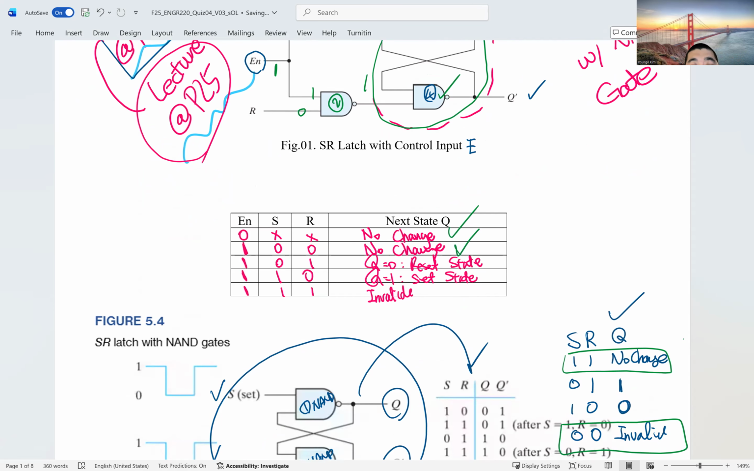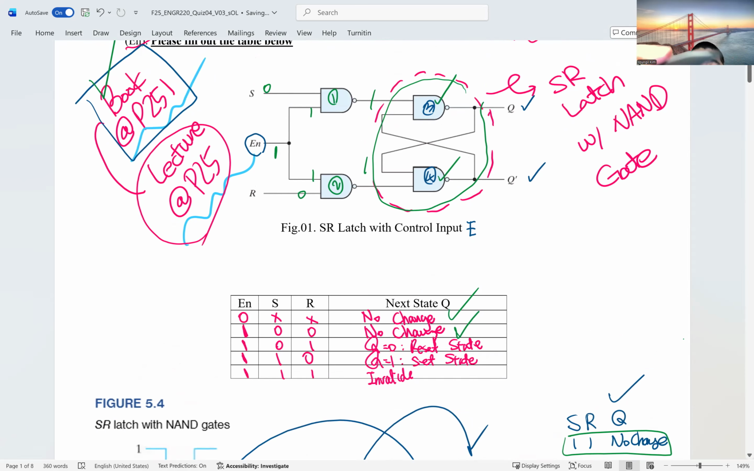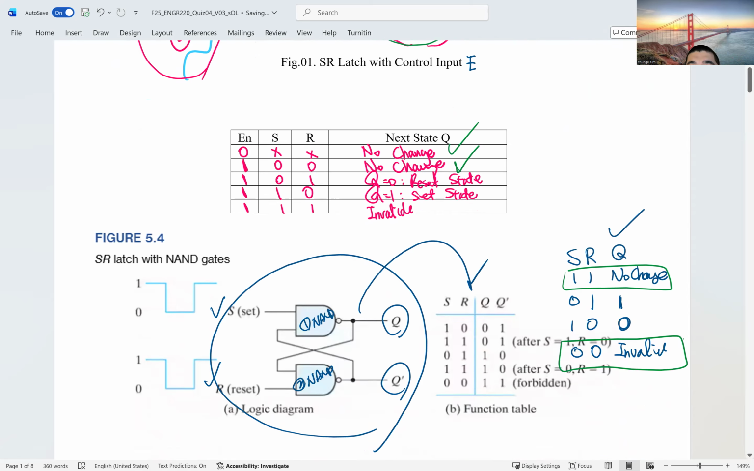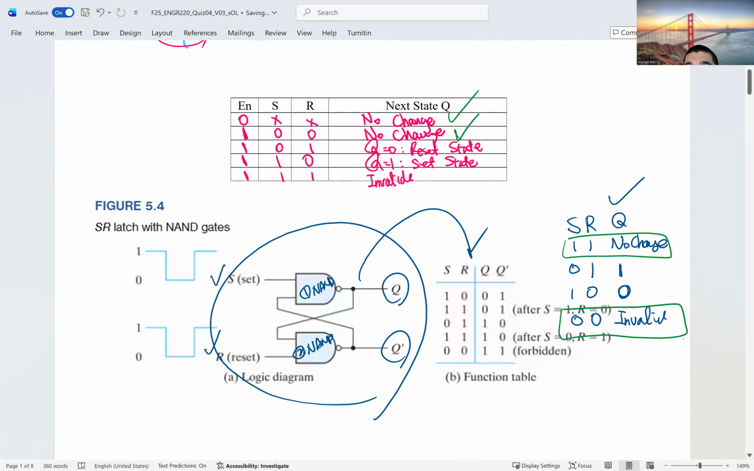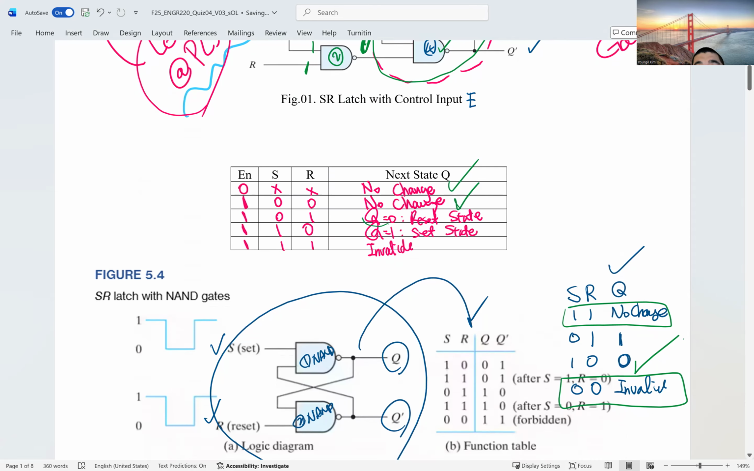Okay. The next one. The other one is EN is 1 and then S 0 or 1. 1, 1, through the NOT gate it was 0, and 0, 1, 0 is like 1. So 1, 0 is what? The reset. So that was the reset.